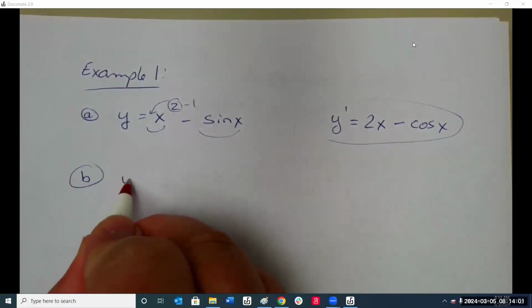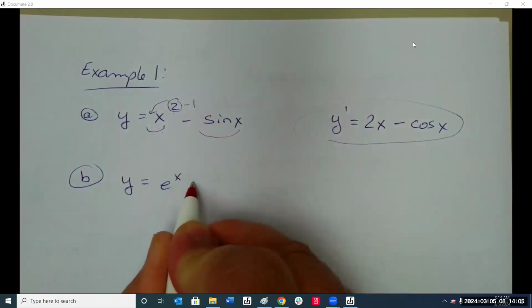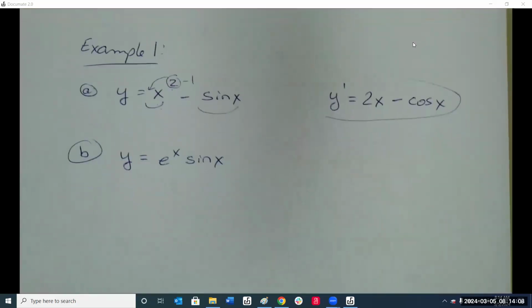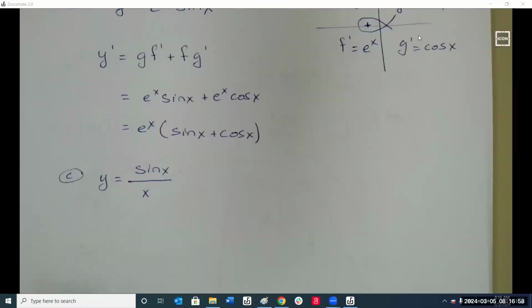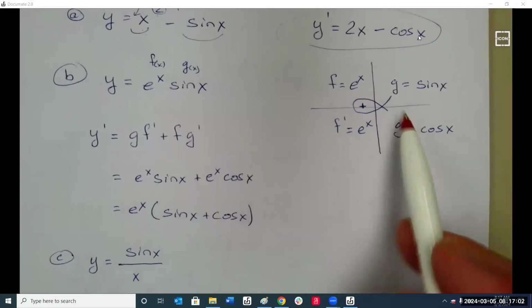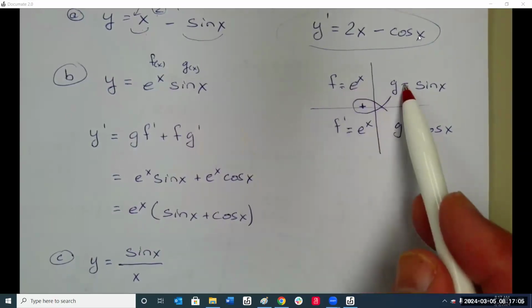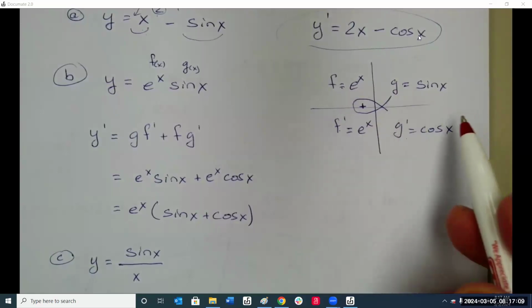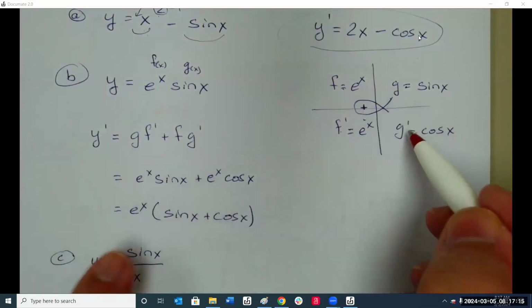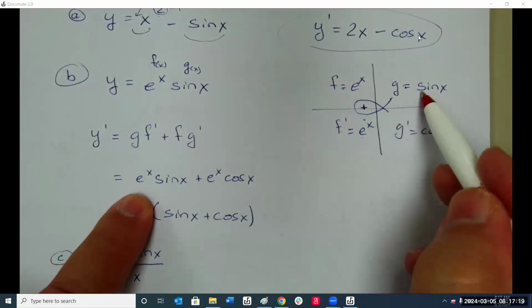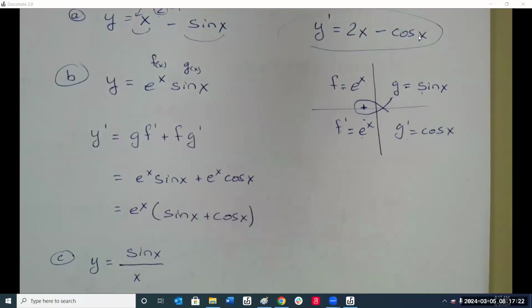B. y equals e to the x sine x. So this is a product. So we use the product rule, which is you find f prime, g prime, and do the fish. It's going to be g times f prime plus f times g prime. And all the thing we factor out is the e to the x.